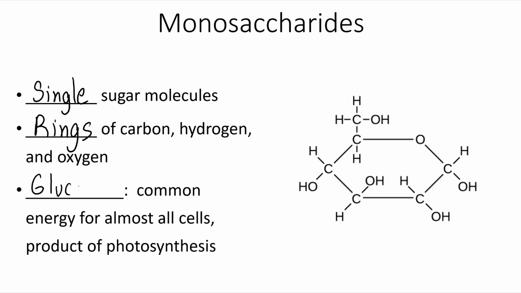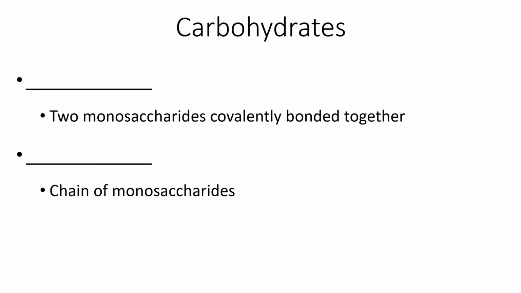Glucose is the most common energy for all cells, and it is the product of photosynthesis. So this is what is being made during photosynthesis. Now, if we take two of these different sugar rings and we link them together, we end up with a molecule called a disaccharide. So a disaccharide is two monosaccharides covalently bonded together to now form one larger molecule, a double sugar.